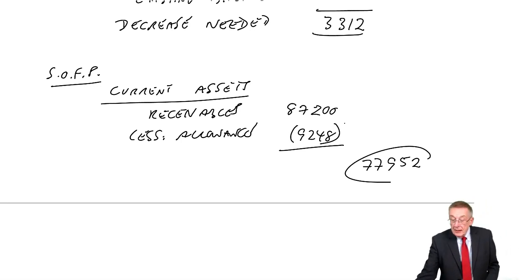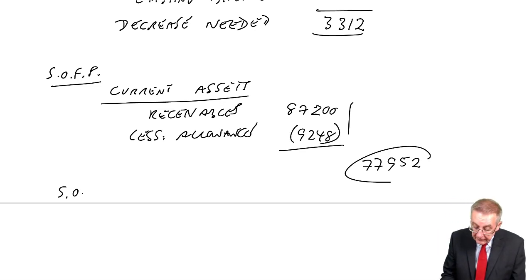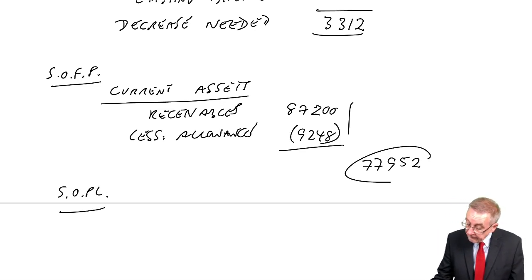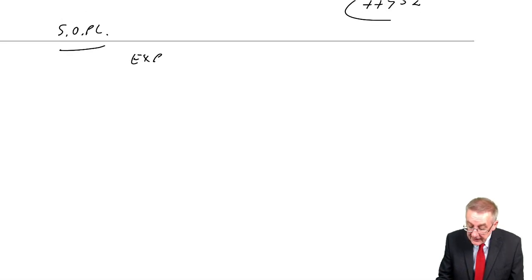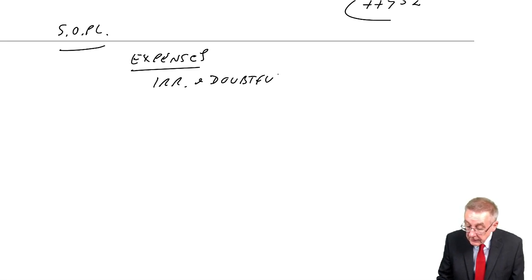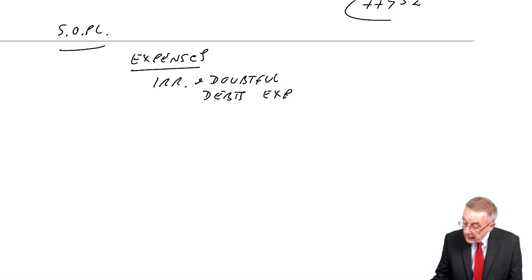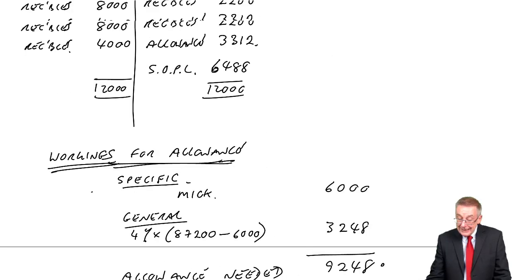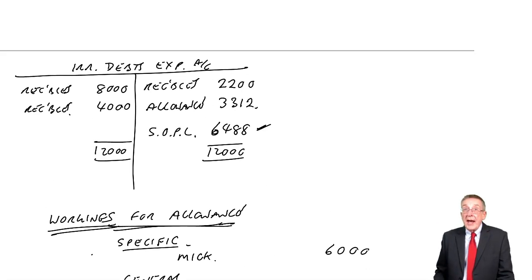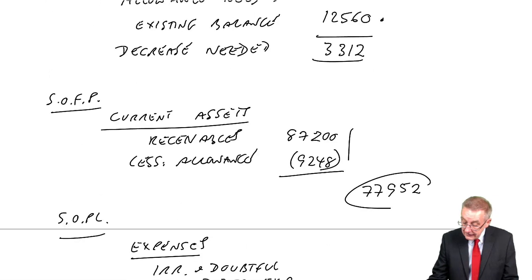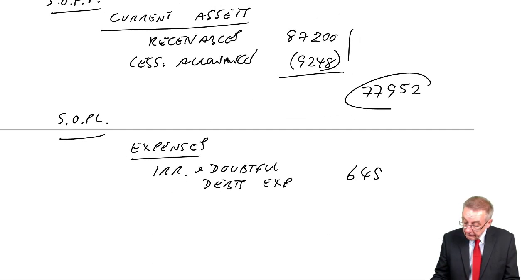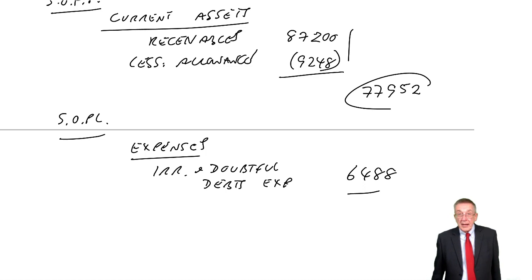Again, that breakdown has to appear. And of course, on the statement of profit or loss, under the heading Expenses, Irrecoverable and Doubtful Debts Expense, we show the net cost of everything we've done, which was 6,488. There we are.